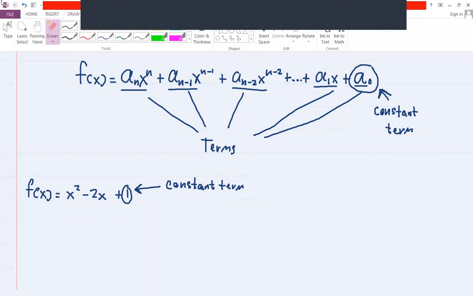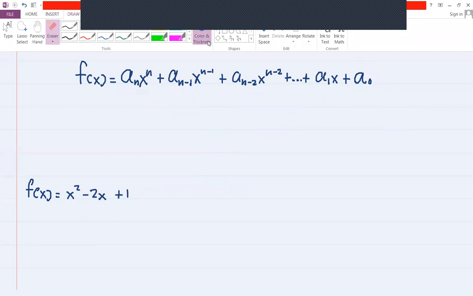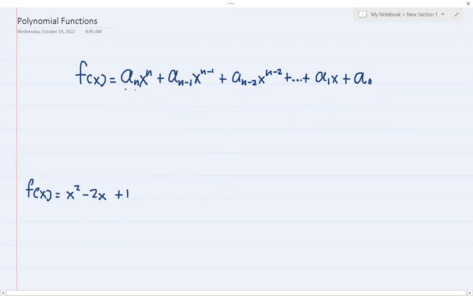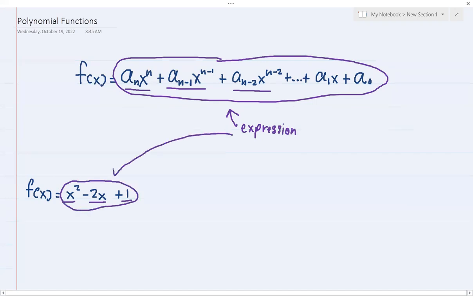Before that, let me erase this, because we're going to proceed to the next part. As you can see, we have a sub n times x raised to n plus a sub n minus 1 times x raised to n minus 1 plus a sub n minus 2 times x raised to n minus 2, and so on and so forth. These are grouped together. So what do you call this group of terms? Since these terms are grouped together, this is what you call your expression. Here we have x squared minus 2x plus 1, grouped together on one side. This is your expression.